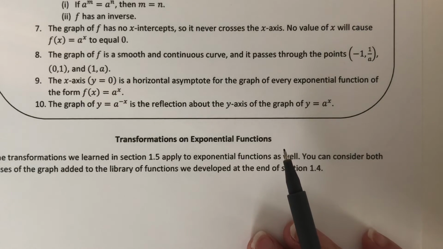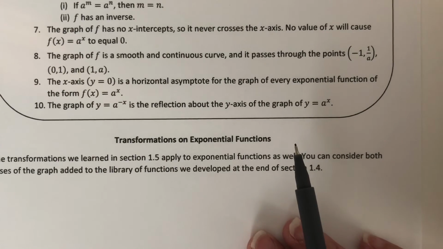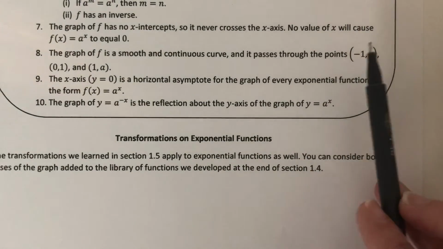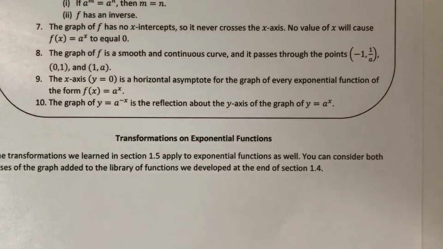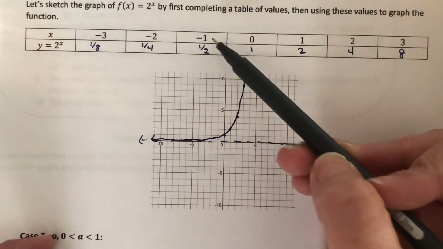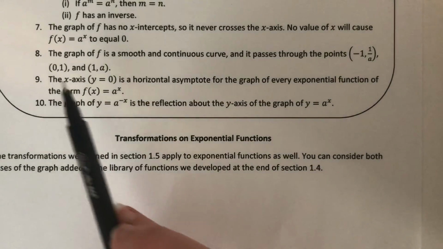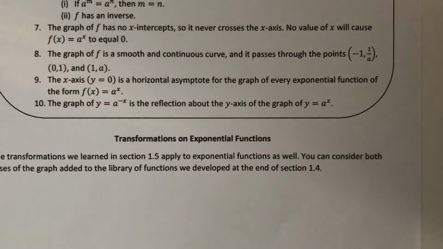The graph of f is a smooth and continuous curve. It doesn't jump around, and it doesn't come to any sharp points. It will always pass through the point -1, 1 over a, so -1, 1 over 2, or -1, 1 over 1/2 is 2. It'll always go through 0, 1, because anything to the 0 power is 1, and the point 1, a, because anything to the first power is itself.